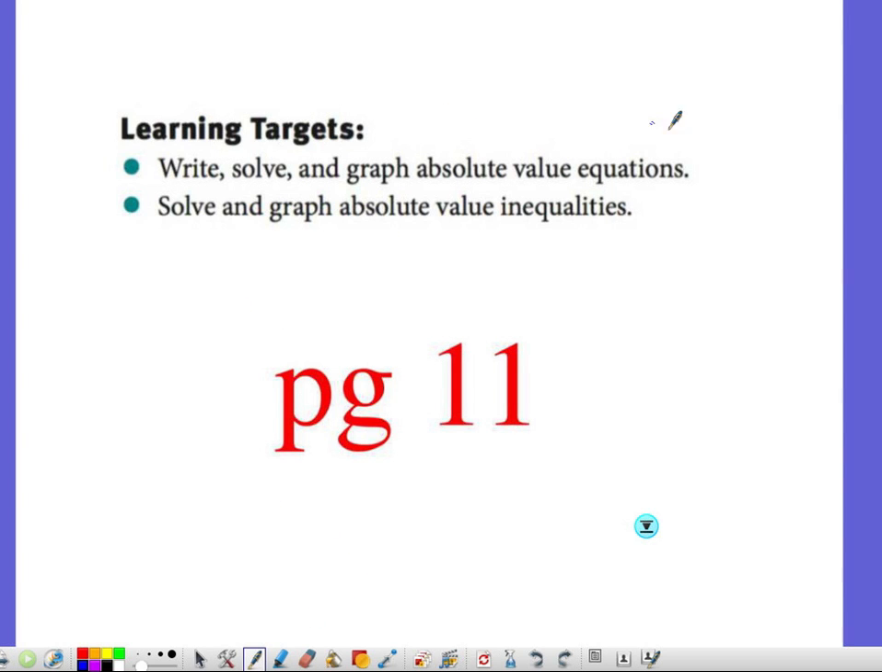Okay, so we began going over this, solve and graph absolute value equations, and today we're going to finish covering this, or probably review it, and then we're going to finish the second learning target, which is to solve and graph absolute value inequalities.